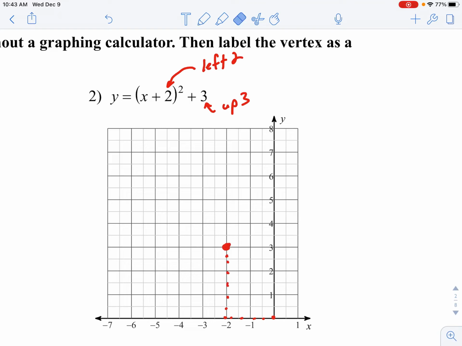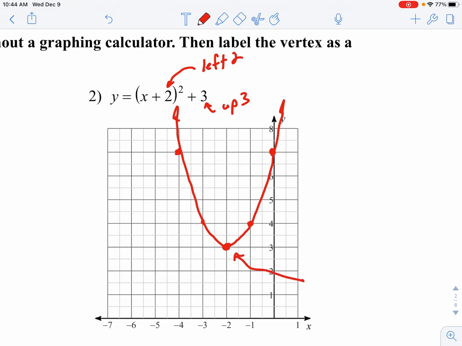and it parks itself right there. For the rest of the points, you don't have to make a table and plug in points. You're probably happy to hear that. I mean, you can if you want to, but if you just remember that the next point is over 1, up 1 in both directions. The next point is over 2, up 4, over 2, up 1, 2, 3, 4, over 2, up 4. And then that pretty much does it for you. Go like this, go like this, and there's your graph.